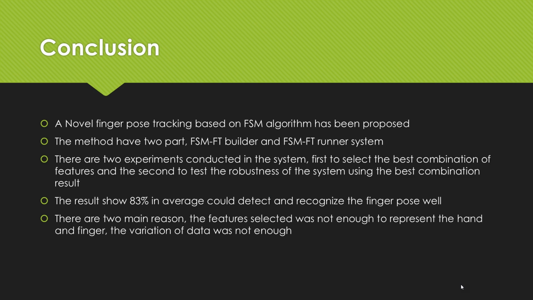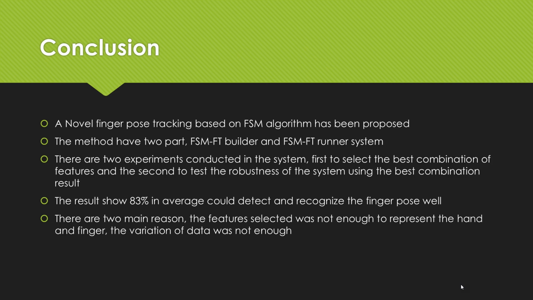So the conclusion is that a novel finger pose tracking method based on the finite state machine algorithm has been proposed. The method has 2 parts: the FSM FT builder and the FSM FT runner system. There are 2 experiments conducted in the system. The first is to select the best combination of the features, and the second is to test the robustness of the system using the best combination result.